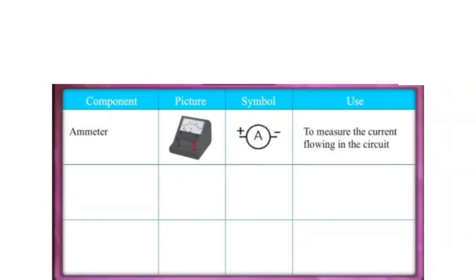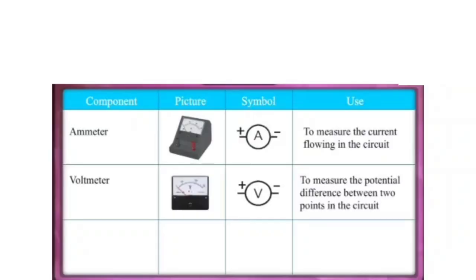Ammeter is the device which is used to measure the current flowing in the circuit. Voltmeter. The symbol of voltmeter is used to measure the potential difference between two points in the circuit.